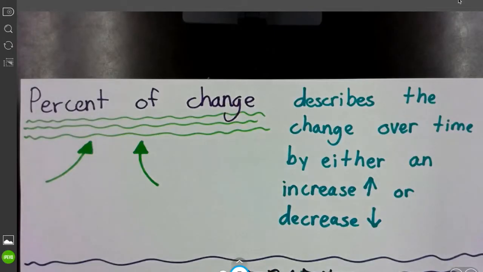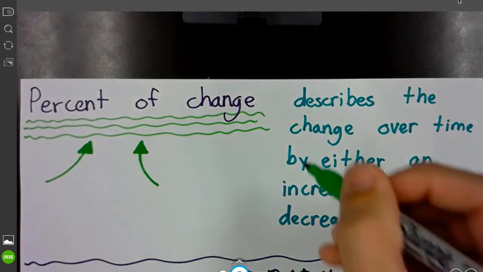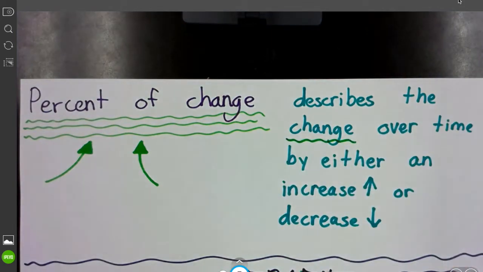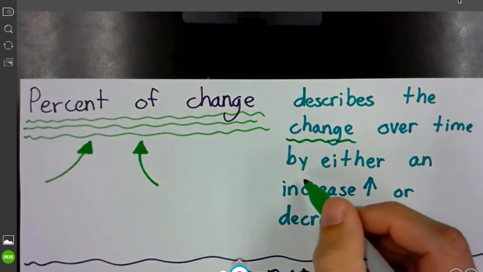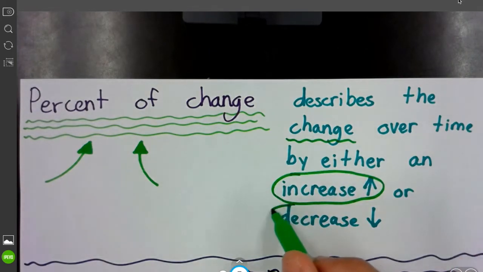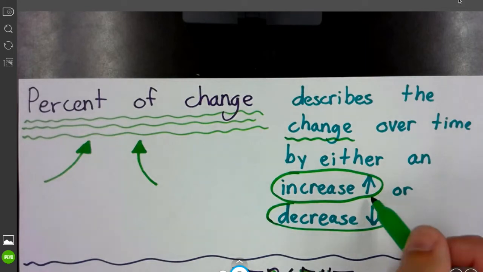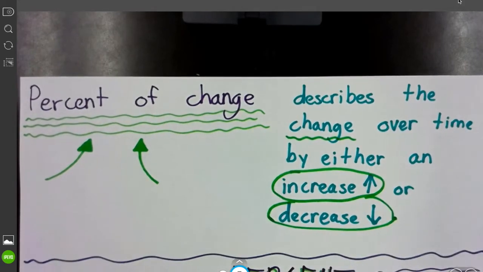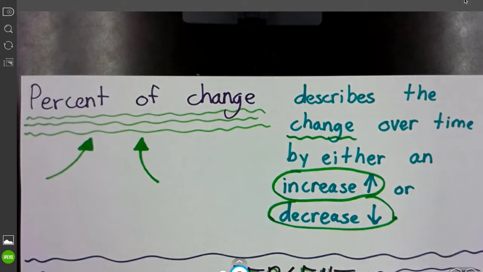Right, so today we're going to be talking about percent of change, okay? What that is, it describes the change over time by either an increase or a decrease. So make sure you write that down. Change is a key word right there: change over time by either an increase, so we can go up, or a decrease, so we can decrease our amount. It's going to say it goes down by a certain percent or it goes up by a certain percent. Okay, it's going to say both ways.